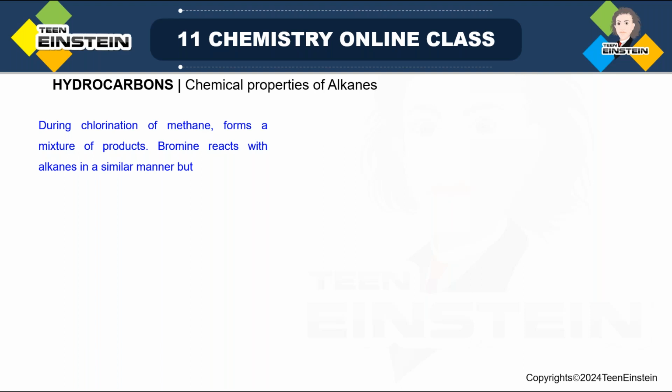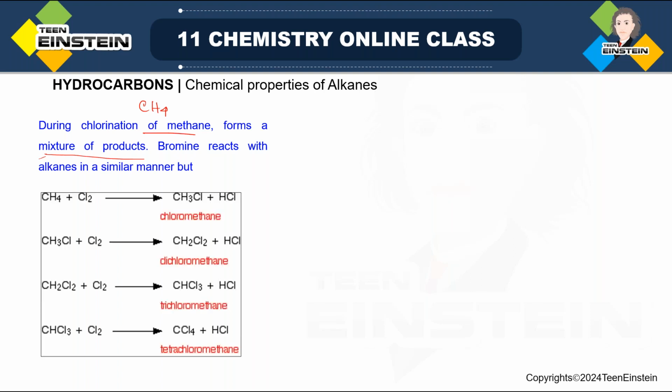Now some important observations in the halogenation reaction of alkanes we have to know. During chlorination of methane, suppose you have taken methane as the hydrocarbon, you are replacing the CH bond with a CX bond. Chlorination, obviously, it will be a CCl bond. Now in this case, there is a chance of formation of a mixture of products. Bromine reacts with alkanes in a similar manner, but the chance of getting a mixture of products is not so high. Now look at these reactions.